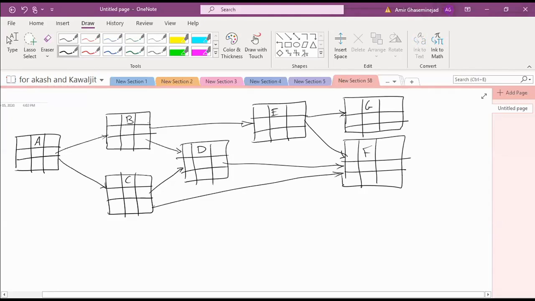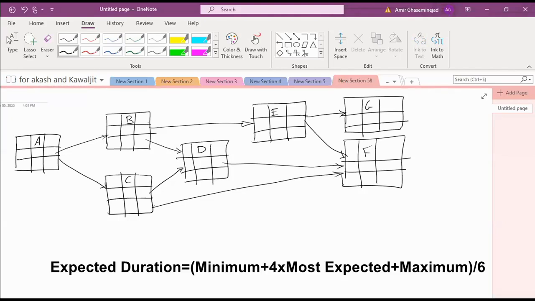Okay, does anybody have the expected duration of each activity? For A, please. What is the expected duration of A based on beta distribution? 2 weeks. Thank you. For B? It's 4 weeks. For C? 2 weeks again. D? 5 weeks. E? 6 weeks. Thank you. G? So G is 9 weeks and F is 8.